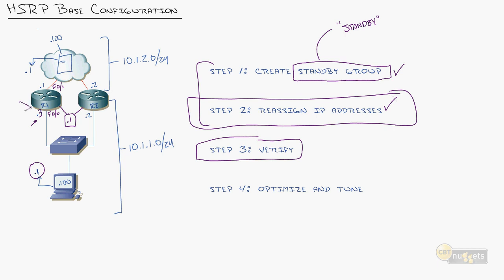I reassigned the IP address here because I said I have to make a change, which you would typically have to do in a production network if you added maybe a redundant router in there. However, if you're doing this from scratch, then just do it right from the beginning and you can skip step 2. So let's take a look at step 3, verification.